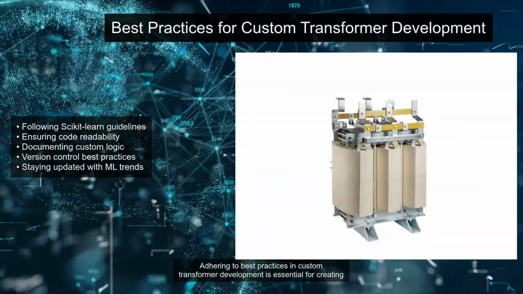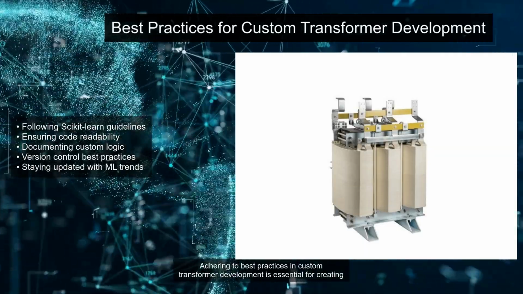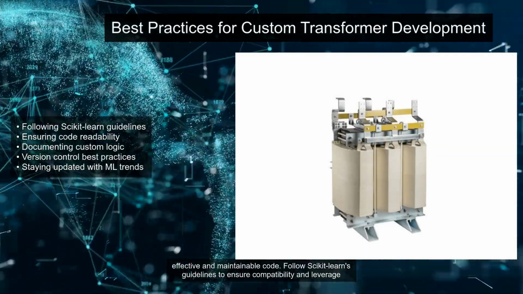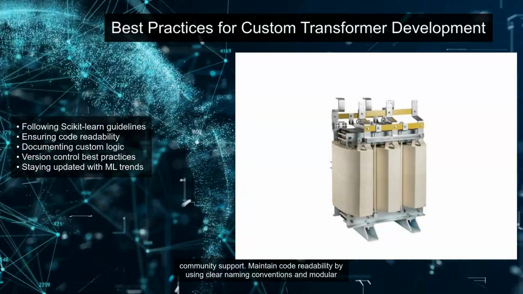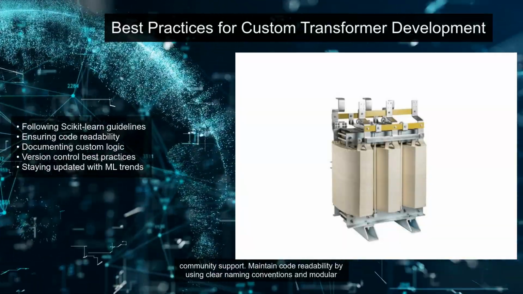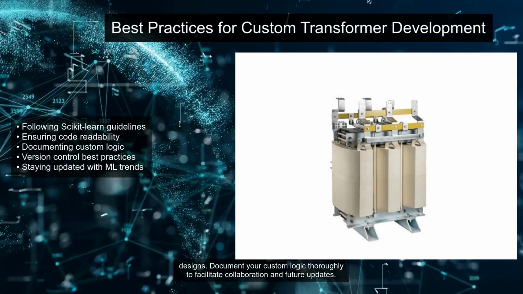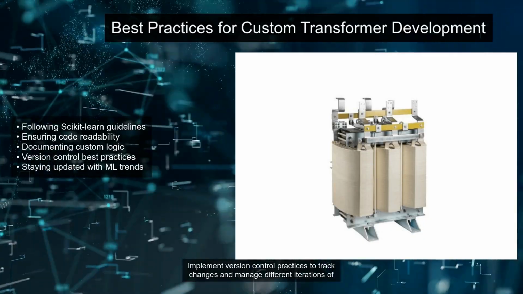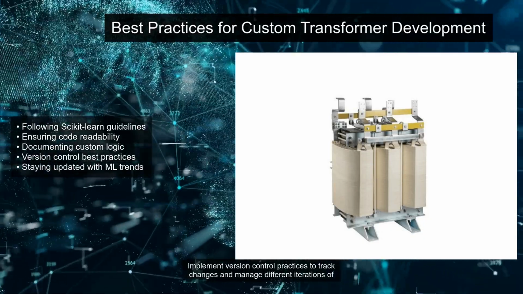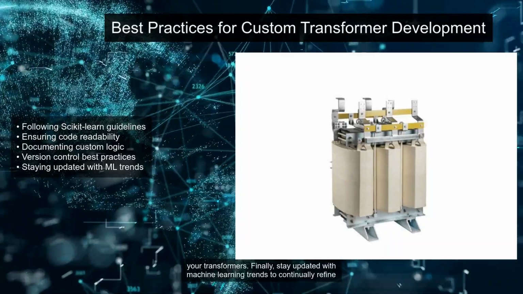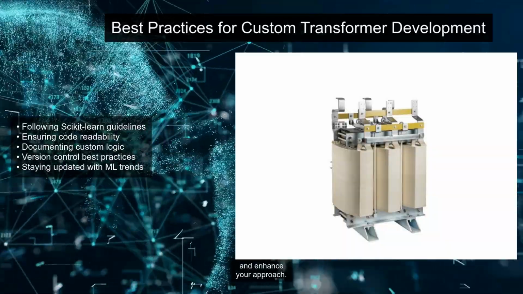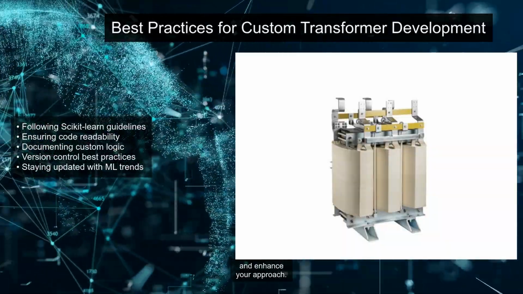Adhering to best practices in custom transformer development is essential for creating effective and maintainable code. Follow Scikit-learn's guidelines to ensure compatibility and leverage community support. Maintain code readability by using clear naming conventions and modular designs. Document your custom logic thoroughly to facilitate collaboration and future updates. Implement version control practices to track changes and manage different iterations of your transformers. Finally, stay updated with machine learning trends to continually refine and enhance your approach.